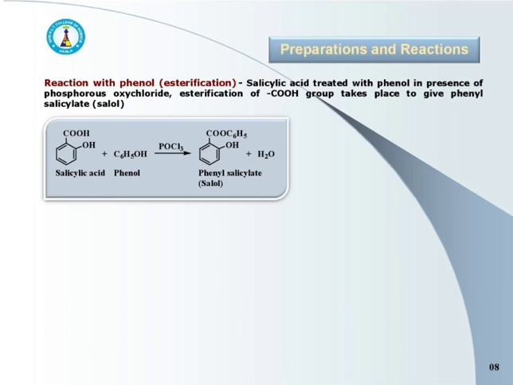Salicylic acid reacts with phenol in presence of phosphorus oxychloride to form phenyl salicylate, that is the ester, which is commonly called salol. These are the different reactions of salicylic acid.